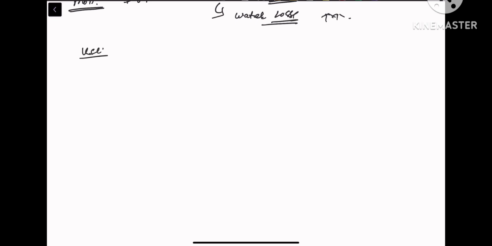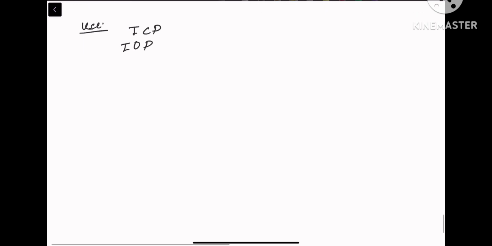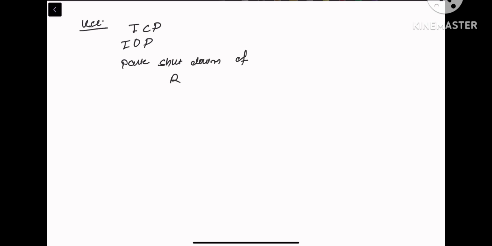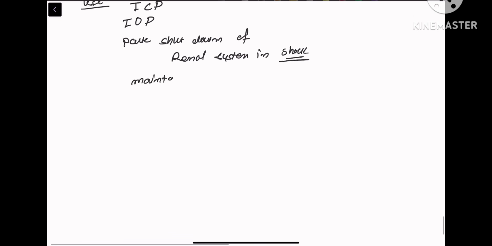then we discuss the use. It is used in intracranial pressure, intraocular pressure, then acute shutdown of the renal system in shock, then used to maintain electrolytes after dialysis. Okay, then adverse effect.